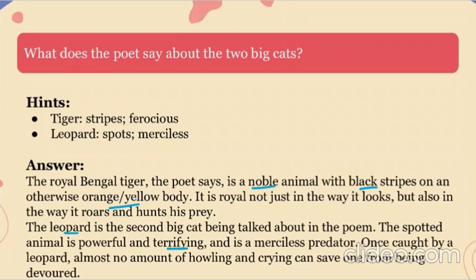If you're shouting, crying out in pain, still it won't leave you. And once caught by a leopard, there is no chance of coming out of that. Okay, so that is the thing said by the poet.